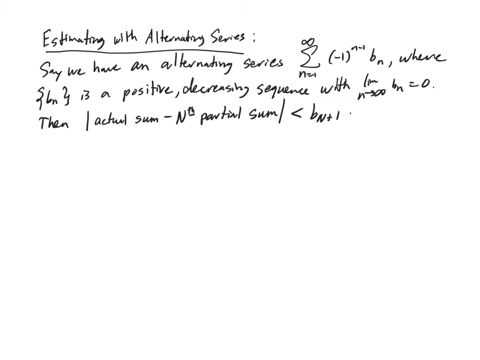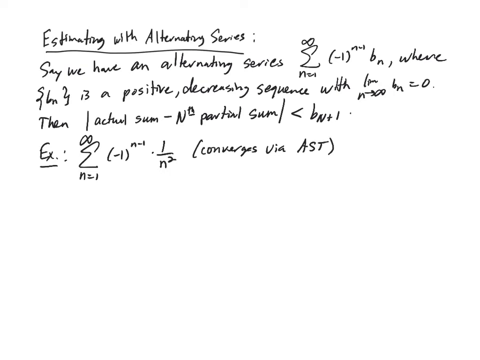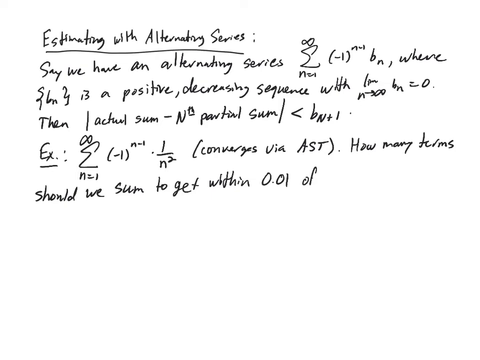So, for example, if we have the sum from n equals 1 to infinity of (-1)^(n-1) times 1 over n squared, and we know this converges via the alternating series test, and I won't actually do that here, let's ask: how many terms should we sum to get within, let's say, 0.01 of the actual sum?